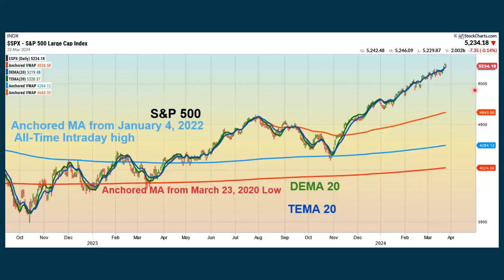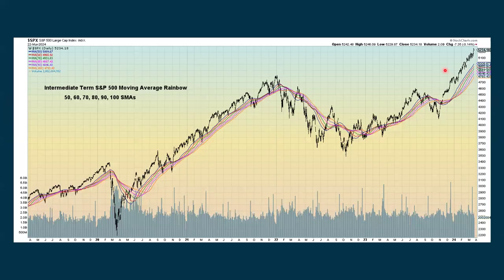And then this is a double and triple exponential moving average study. The blue line and the green line are pretty much on top of each other right now. The blue line goes faster. The triple moves faster than the double. And we have price currently above both. So this is also confirming that the short-term trend is comfortably positive. Then we look at an intermediate-term rainbow going from 50 periods up to 100 periods.